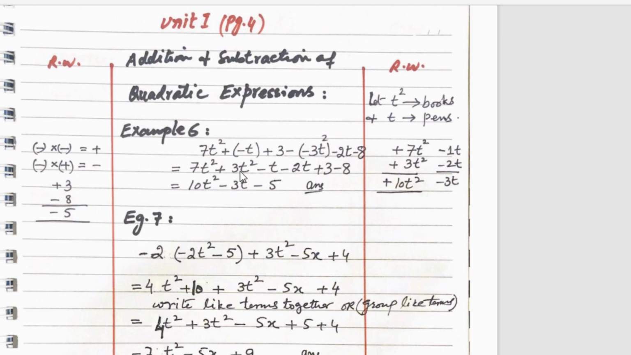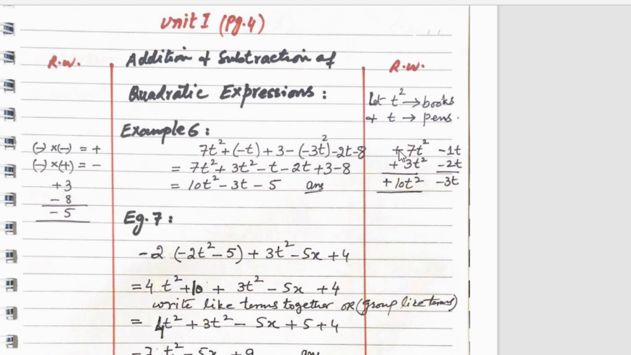7t square plus 3t square: if t square is a representation of pens, it means you have 7 pens, and you have 3 pens. So in total how many pens do you have? 7 plus 3 means 10 pens. 10t square, right? I have written it over here. Now please switch to addition and subtraction. Come out of multiplication. Multiplication is now a separate thing. We have done this multiplication in the first step. Now come to addition and subtraction.